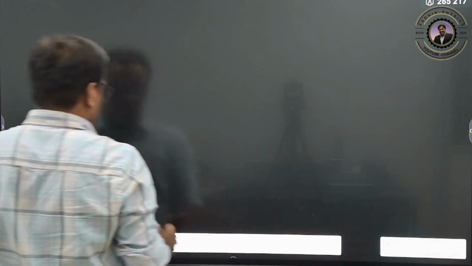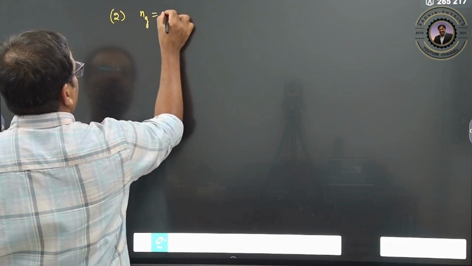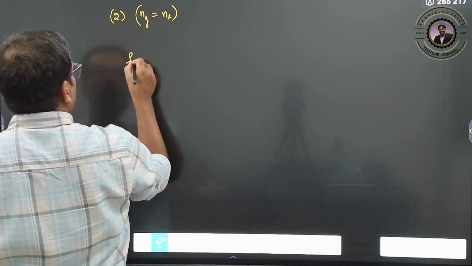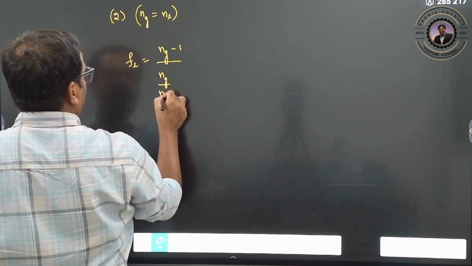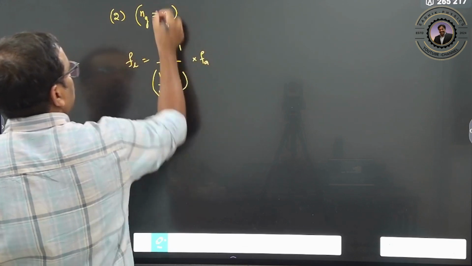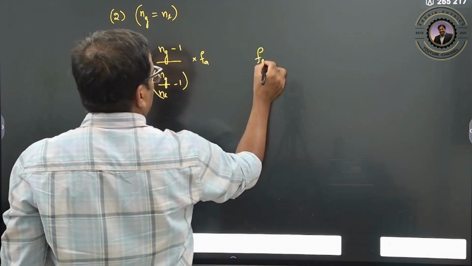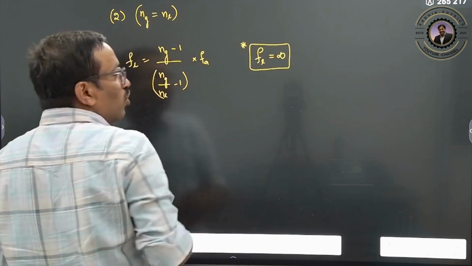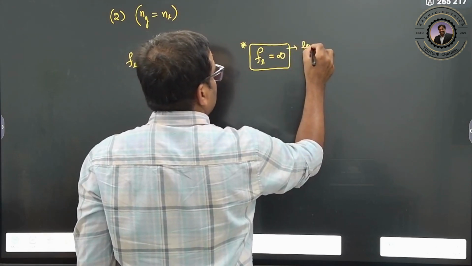Next, second situation: suppose the refractive index of the glass is equal to the refractive index of the liquid. Now what will happen? The focal length inside the liquid will be equal to (Ng minus 1) by (Ng by NL minus 1) into Fa. These both are equal, so this will become like 1. Therefore the focal length of the lens will become infinity. Infinity means there is no converging or diverging, so it looks like the lens has disappeared.